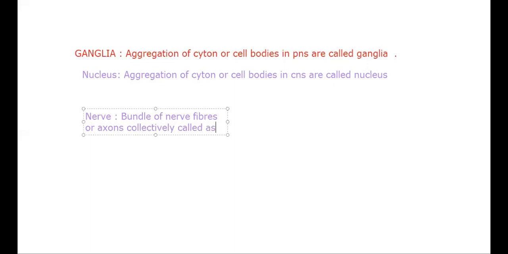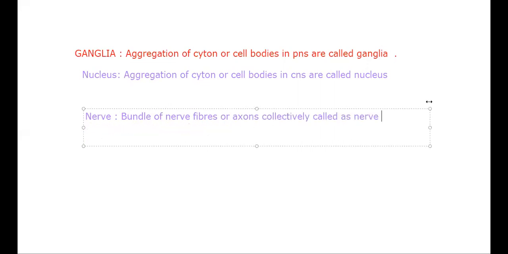Bundle of nerve fibers or axons are collectively called as nerve.